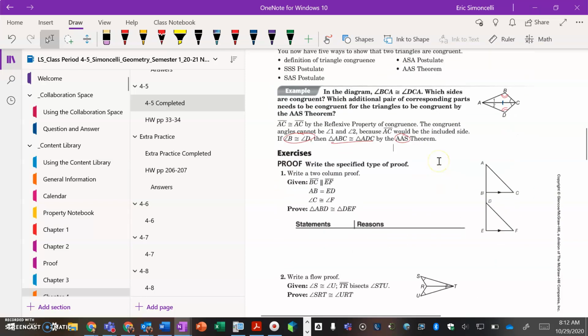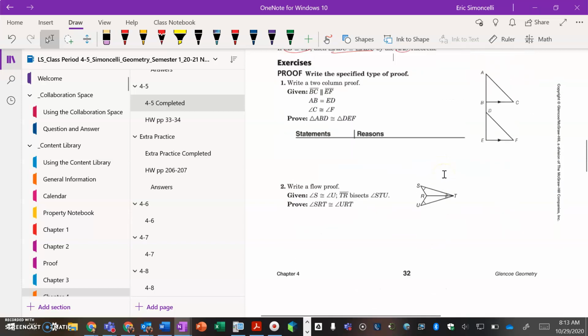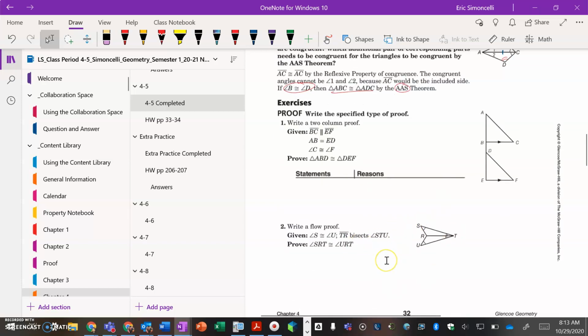Okay, so I'm going to finish here on this particular page with the flow proof at the very bottom. I did discuss that flow proofs, but also paragraph proofs, were going to be something we take a look at more in depth. So this flow proof, as you can see, says given angle S is congruent to angle U, and it is marked for you. TR bisects STU, that means angle STR here is congruent to UTR, and they've marked it as well for you.